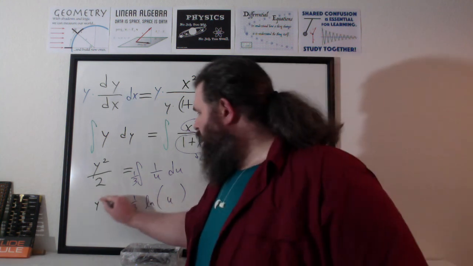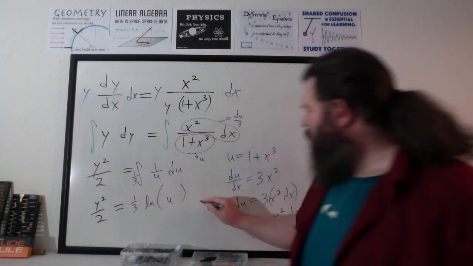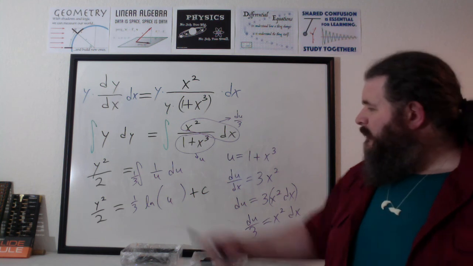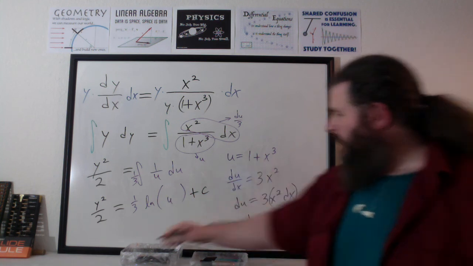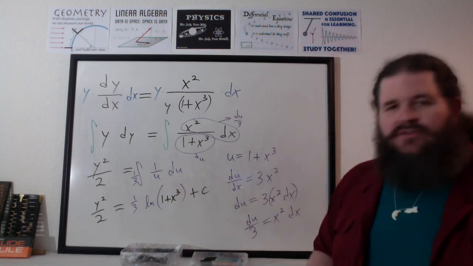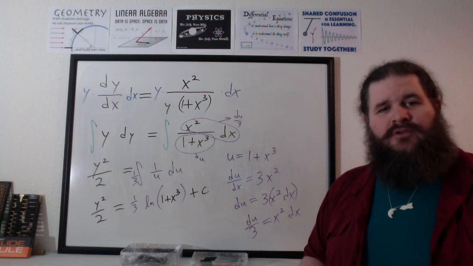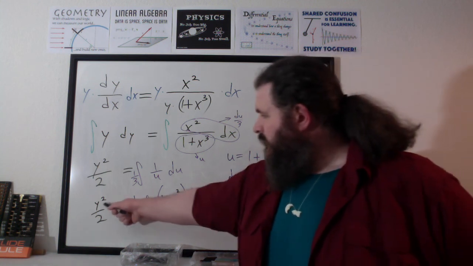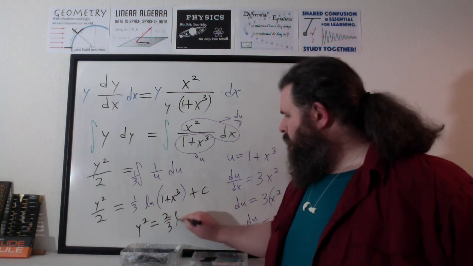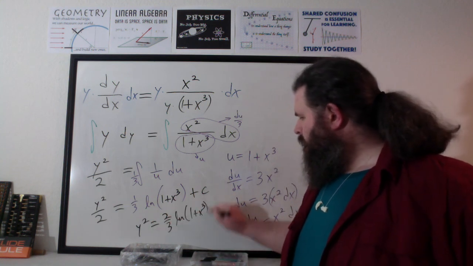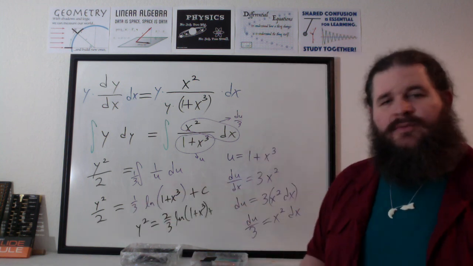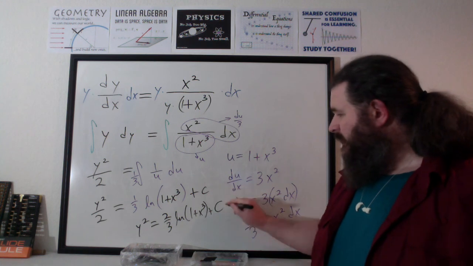We still have the y squared over 2 on the other side, and plus a constant because we want all possible solutions. At this point, we should also replace u with the original meaning, 1 plus x cubed. And there's our implicit solution. To get an explicit solution, all we need to do is isolate y. So we multiply both sides by 2. The 2 times an arbitrary constant is still just another arbitrary constant, so we don't need to bother with 2c, we can just call it some other c.